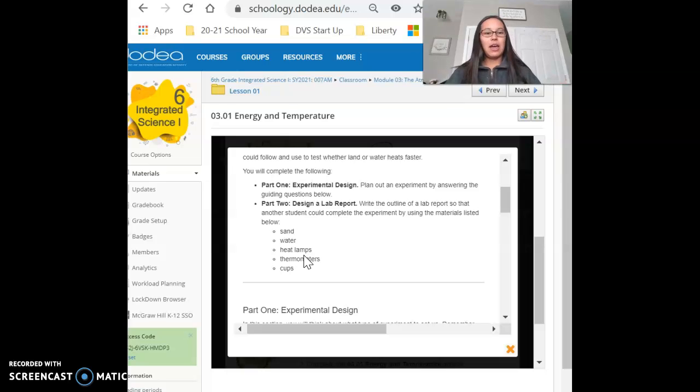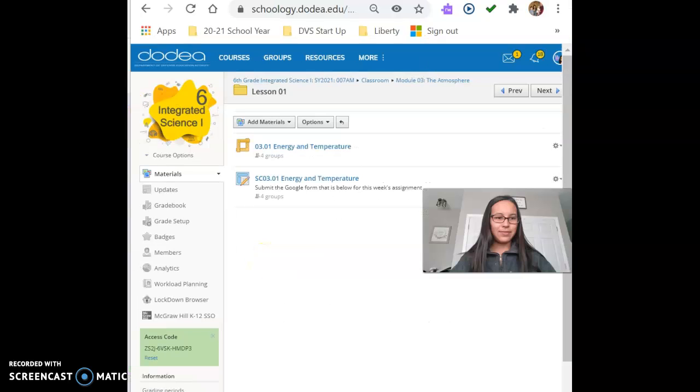Here you are going to plan out an experiment by answering a set of guided questions. Those guided questions will focus on the scientific method, and we'll take a look at that here in just a few minutes. The second component is designing the actual lab report. Here, we're going to break down a lab report so that another student could complete the experiment by using a set of materials. Those materials are sand, water, heat lamps, thermometers, and cups.